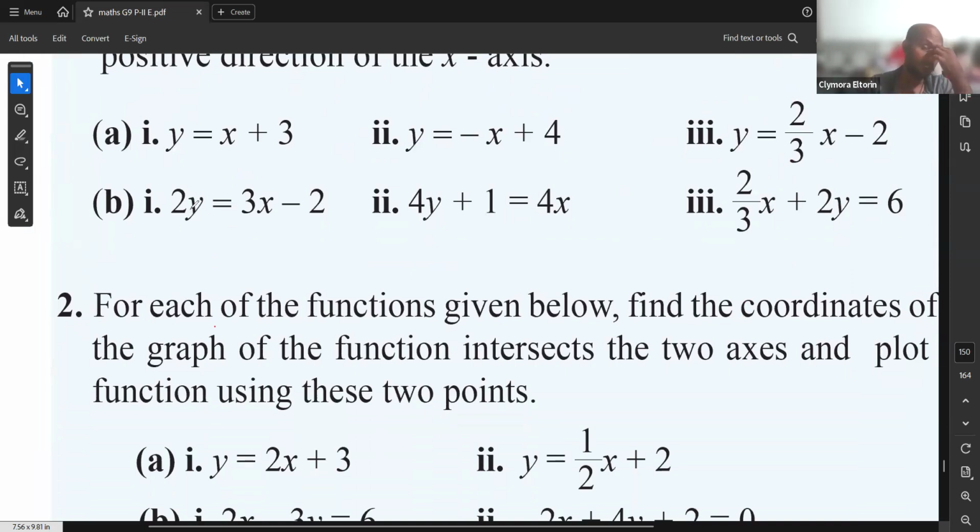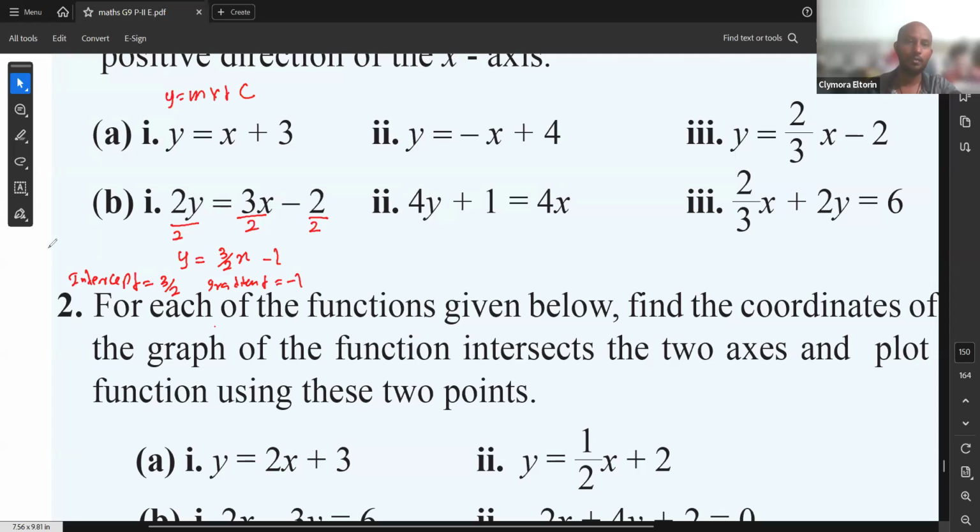2y equals 3x minus 3 minus 2. We only know about the y equals mx plus c type, but now it's changed, it's 2y. What can we do? We can divide the whole equation by 2, all the terms divided by 2. So it becomes y equals 3 upon 2 x minus 1. Now the gradient is 3 upon 2 and the intercept is minus 1.